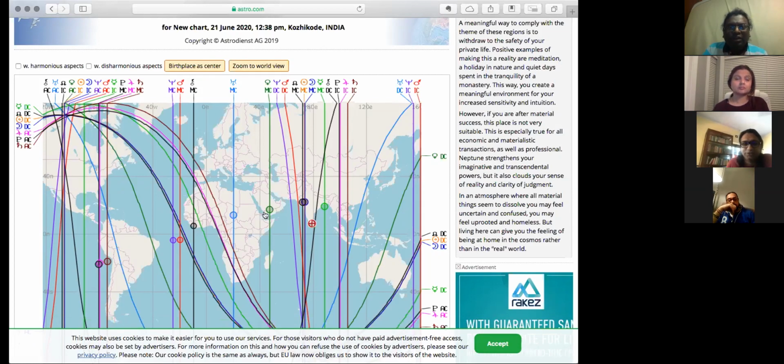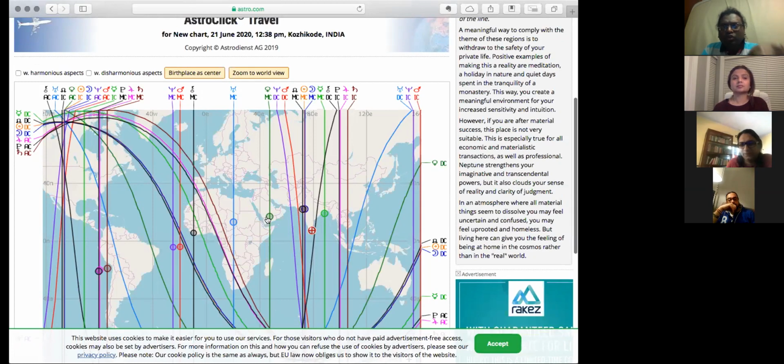So if a person is born on, say, 21st June 2020 at 12:38 p.m. at Calicut, India, then Mercury will be in the 10th house in this country. In Bangladesh, in East India, in Kolkata. This is actually a Venus vortex in Arabia, in the Arabian Gulf. This is the Venus symbol here. So you have the Mercury symbol in East India, in the Bengal region.